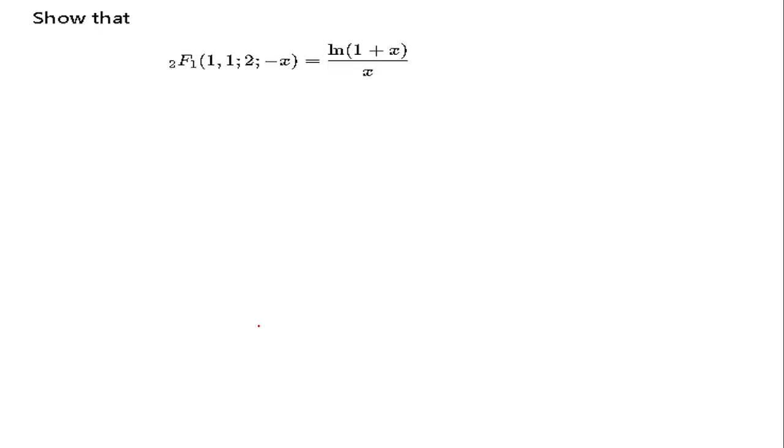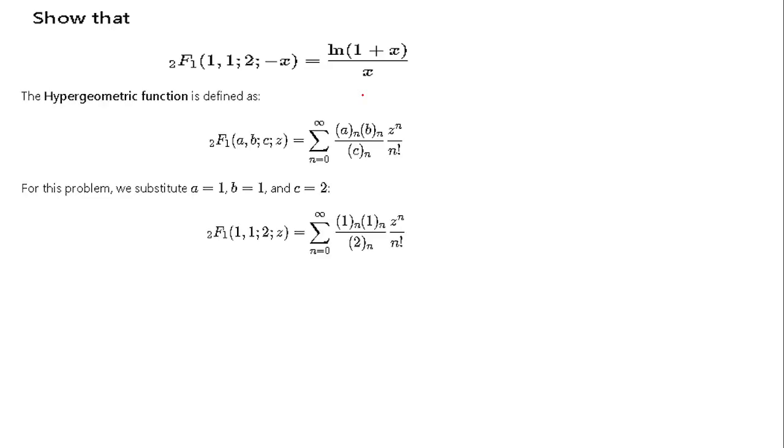Now the question is, show that this is equal to this. Show that this hypergeometric function is equal to just ln of 1 plus x all over x. The first thing we're going to do is define, based on our definition, what a hypergeometric function is. Hypergeometric function generally is defined as this, right? I don't want to dirty this thing, let me just go gradually.